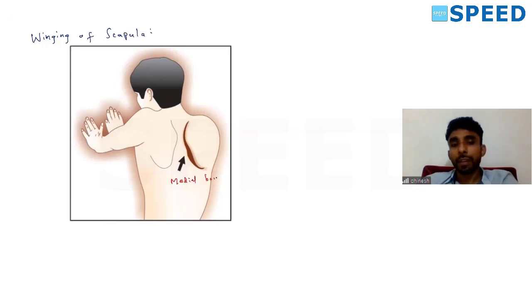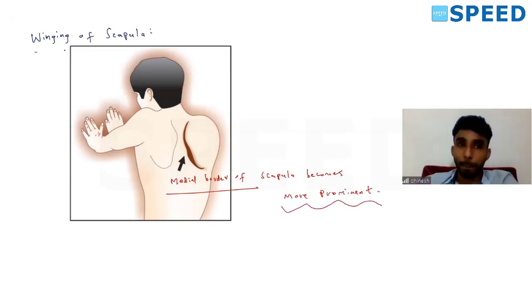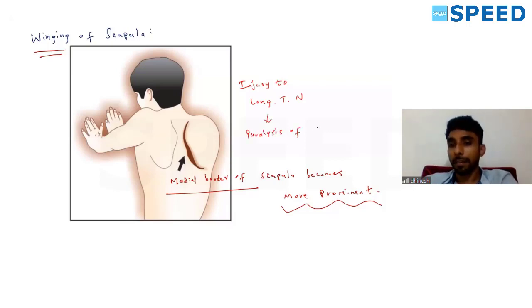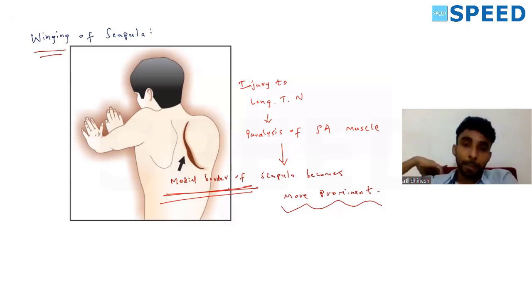The arrow mark is representing the medial border of scapula, which becomes more prominent. Normally the medial border of the scapula is not prominent, but in this condition called winging of scapula, it becomes abnormally more prominent. Which nerve is injured in this condition? Injury to the long thoracic nerve, resulting in paralysis of serratus anterior muscle, so the medial border of the scapula becomes more prominent, called winging of scapula. In this diagram, the right scapula is more prominent. That means the right long thoracic nerve got injured, resulting in paralysis of the right serratus anterior muscle.